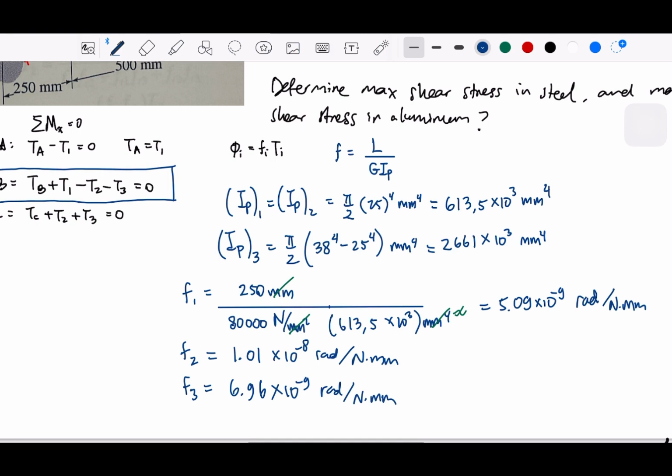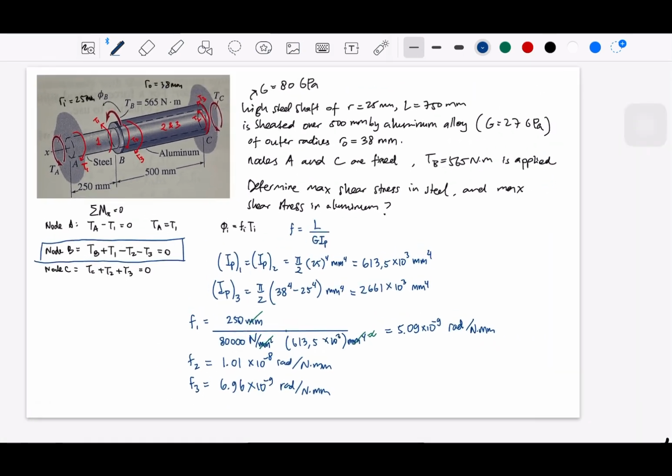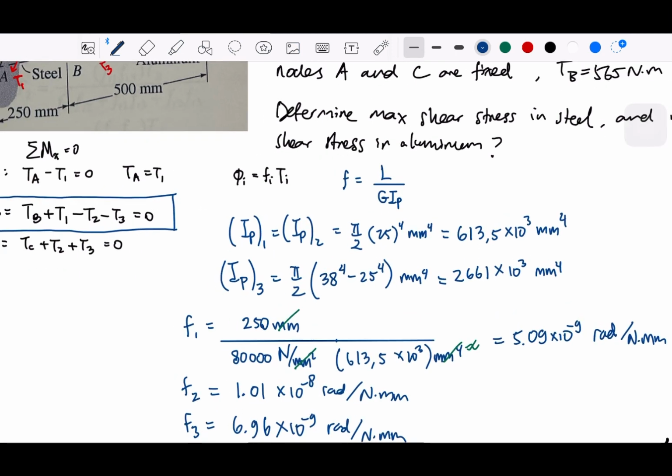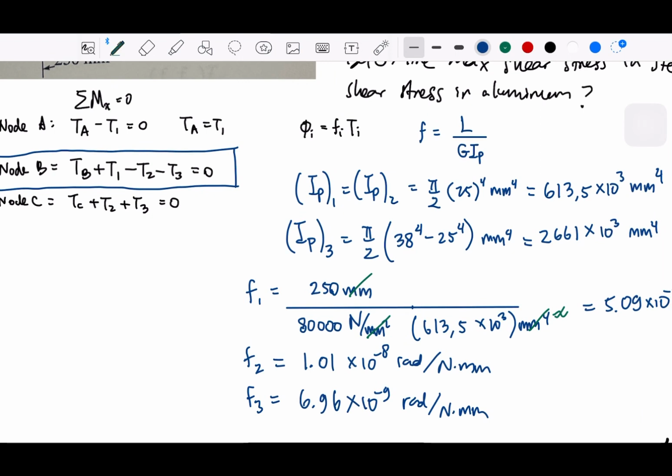Okay, based on what we have in the picture, and because we know that the nodes A and C are fixed, the twisted angle at A and C is 0, right? So let me write here that since nodes A and C are fixed, then the twisted angle at A is 0 and the twisted angle at C is also 0.